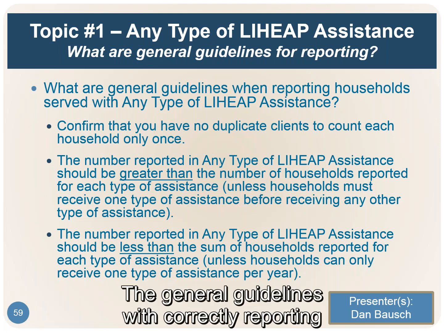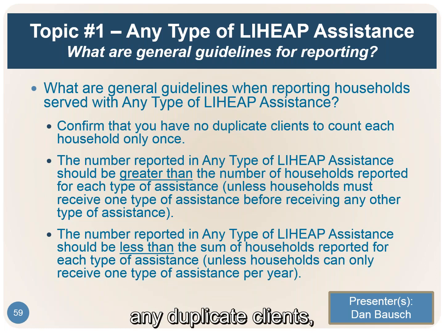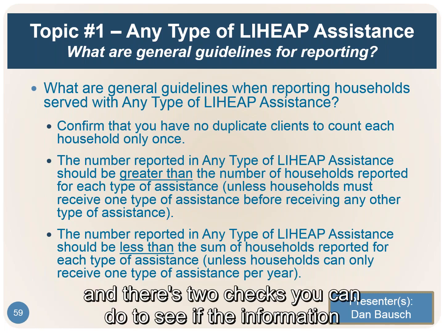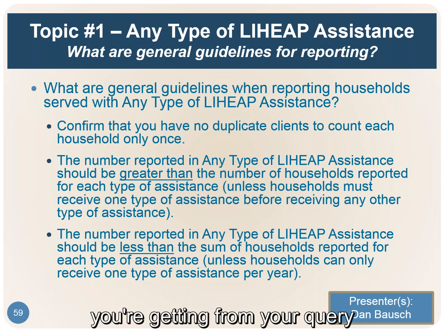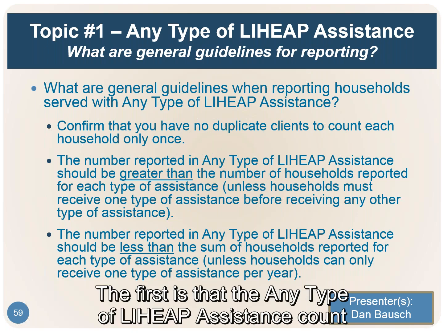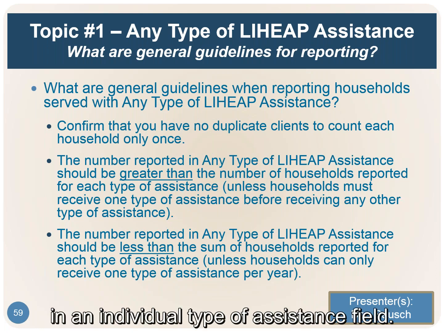So the general guidelines with correctly reporting for this field are to confirm that you don't have any duplicate clients, that you're only counting each household once. And there are two checks you can do to see if the information you're getting from your query, or getting from whoever does the report, is correct. The first is that the any type of LIHEAP assistance count should be greater than the number of households reported in an individual type of assistance field.